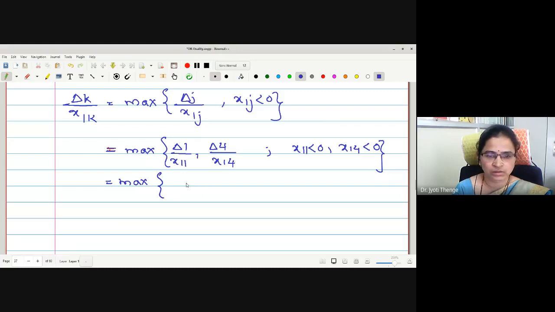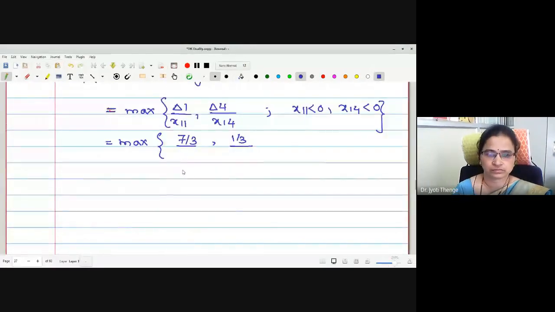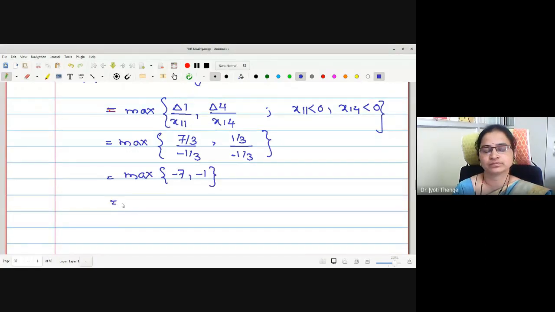What is delta 1? 7 by 3, no? And what is delta 4? 1 by 3. And the negative entries are minus 1 by 3 each. Out of these two ratios, we have to select the maximum. First is minus 7, second is minus 1. Which is maximum? Minus 1. And that corresponds to delta 4 upon x14. Therefore, what is the value of k we are getting? 4, no?